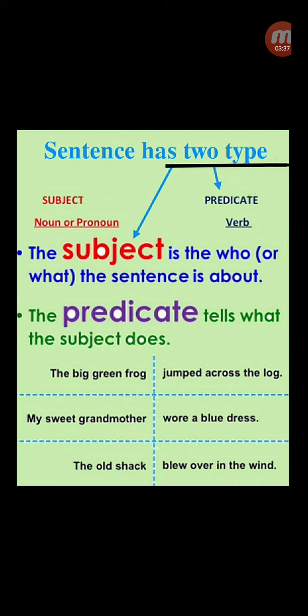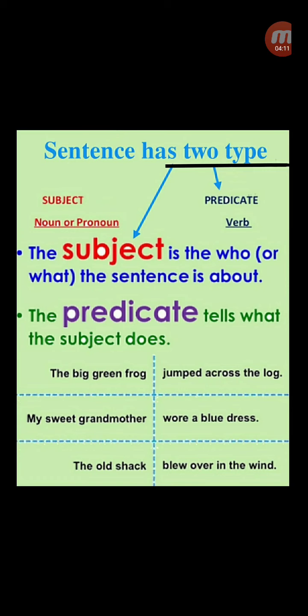The next sentence, my sweet grandmother wore a blue dress. My sweet grandmother, what did she do? Wore a blue dress. So wore is a verb, action word. Who wore a blue dress? You get your subject, that is my sweet grandmother.